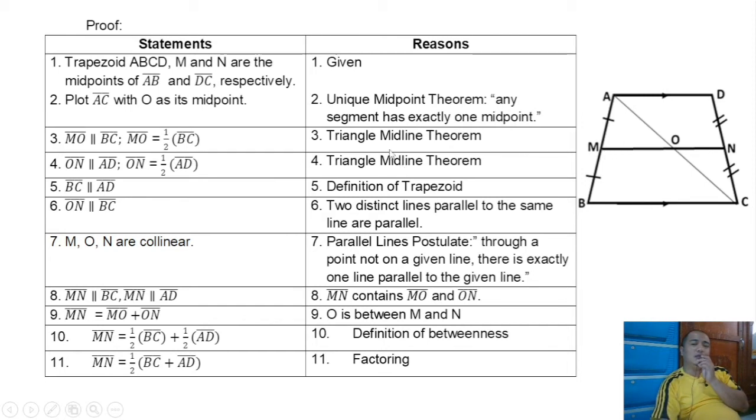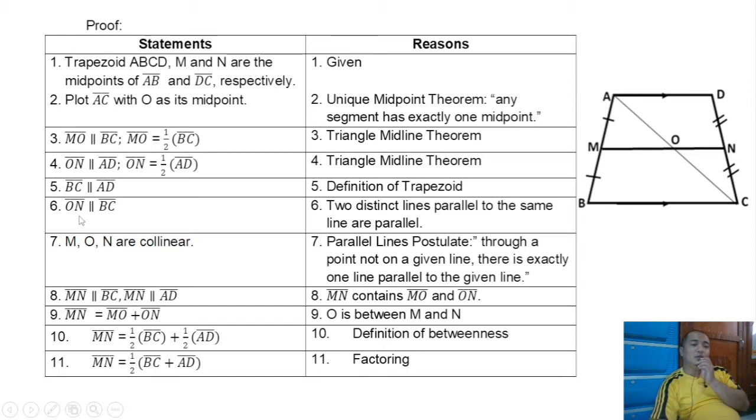Yan, ginagamit natin dito yung from our previous lesson, Quarter 2, triangle midline theorem. That's correct. Also, ON is parallel to AD. Therefore, ON is 1/2 the length of AD. Triangle midline theorem also. And number 5, BC is parallel to AD. Definition of trapezoid. There is only one pair of parallel sides in a trapezoid.